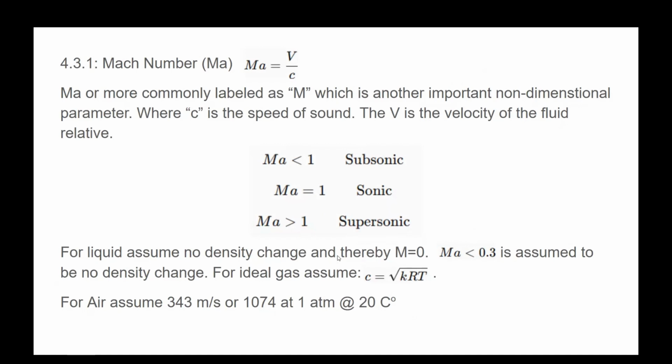For the fluid assumption of no density change: if the Mach number is less than 0.3, it is assumed there is no density change. For ideal gas, C equals the square root of kRT. Very interesting assumption. For air, assume 343 meters per second or 1107.4, I forgot the units, kilometers per hour. I didn't write it, but at 1 atm at 20 C. Either way, yeah, that's at surface temperature.